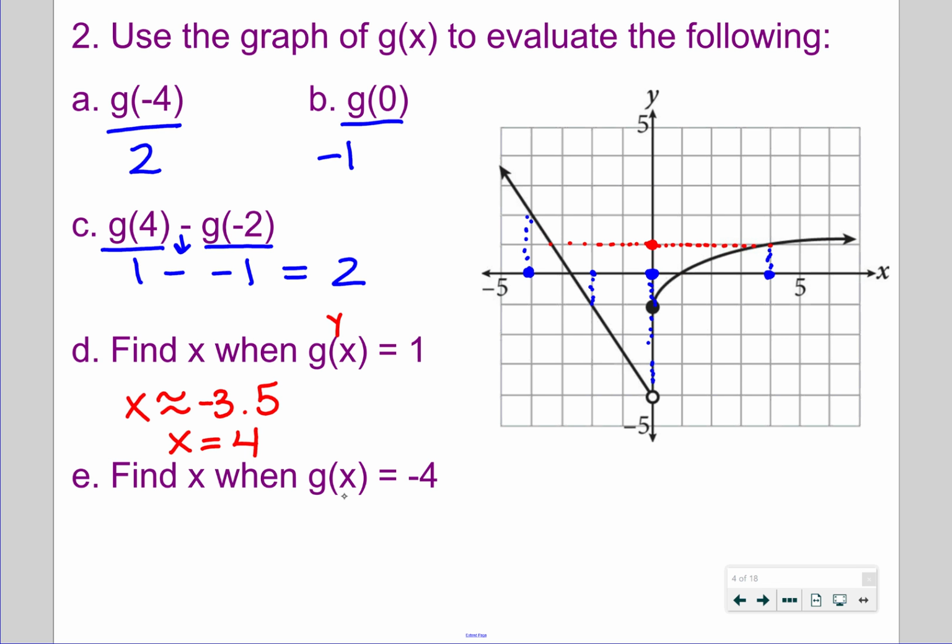The next one, find x when g of x equals -4. Again, y equals -4 is right here. And if I go left and right, there are no values of the graph in either direction. At the axis, remember that's an open circle, so there is no point there. So does not exist, or you could just say no solution.